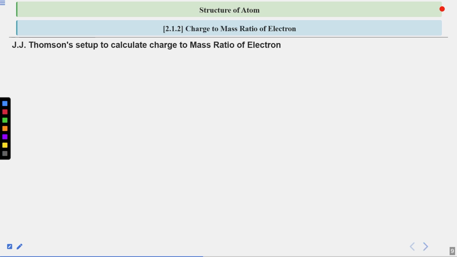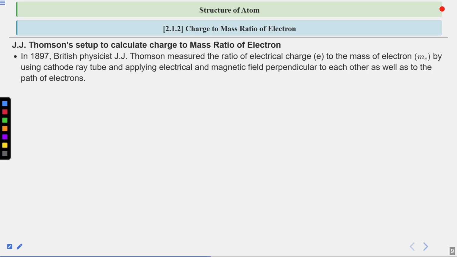Now, moving on further, next is J.J. Thomson's setup to calculate the charge to mass ratio. Now, what is the meaning of this? What is this charge to mass ratio? Let us try to understand this thing.